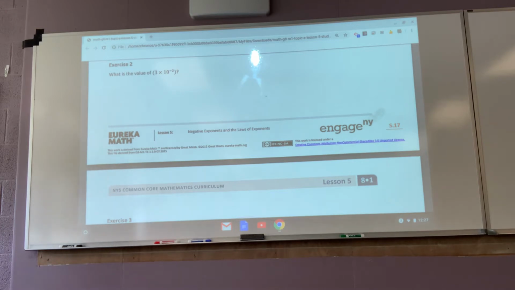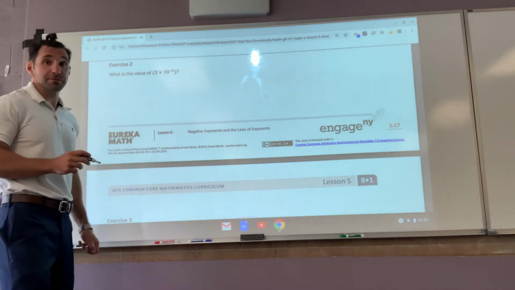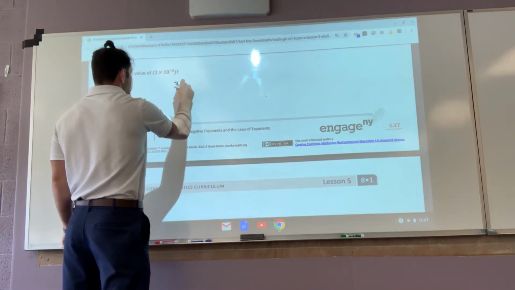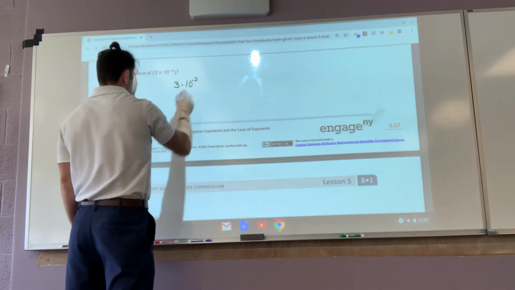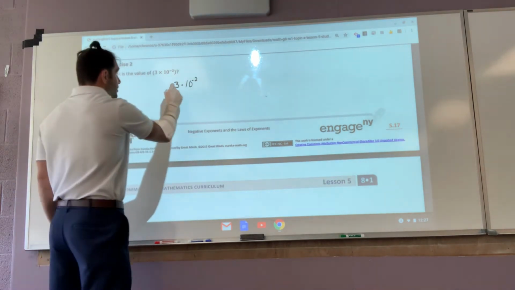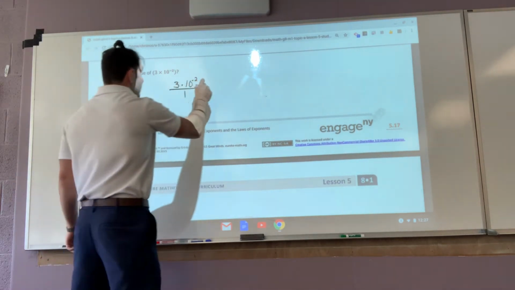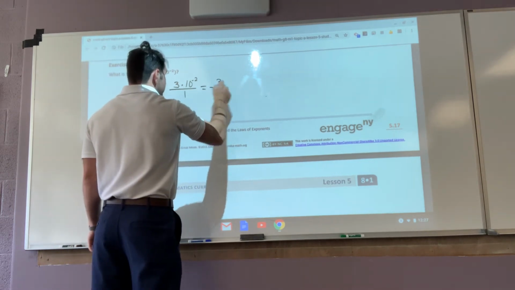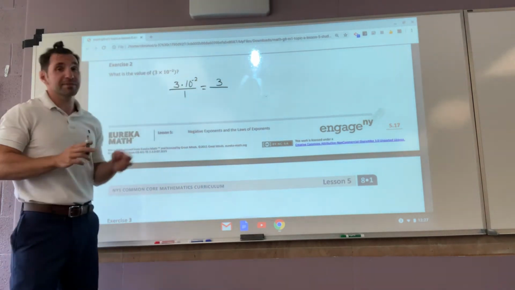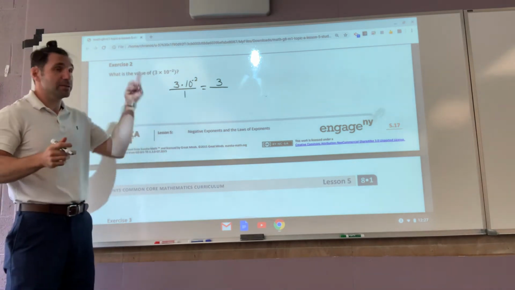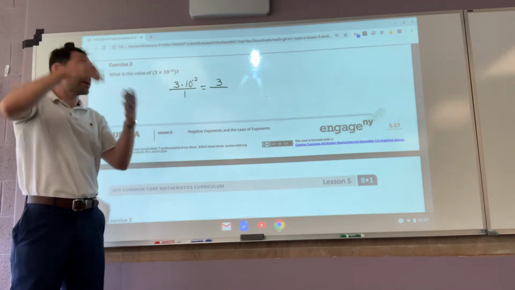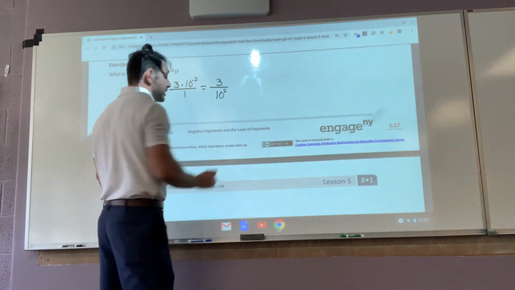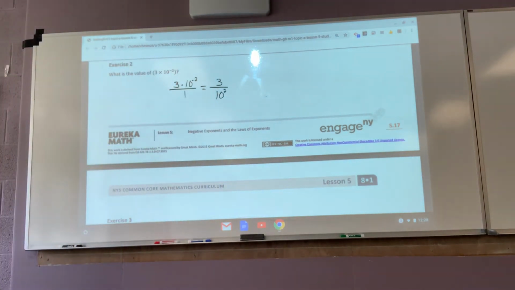Okay, so 3 times 10 to the negative 2. This is all in parentheses. So really what this means is 3 times 10 to the negative 2. Remember, this is all a fraction, so this is all divided by 1 right now. So to simplify this, I've got 3 divided by... what happens to my base that has the negative exponent? It flips from the numerator to the denominator in this case, because it's starting in the numerator. It becomes 3 over 10 to the second.